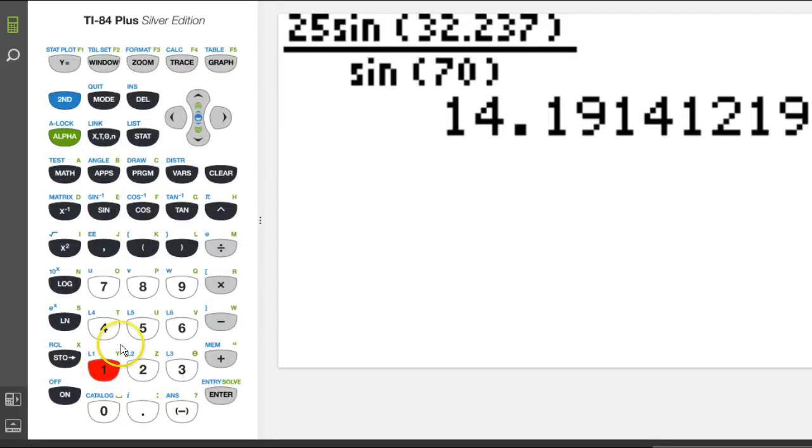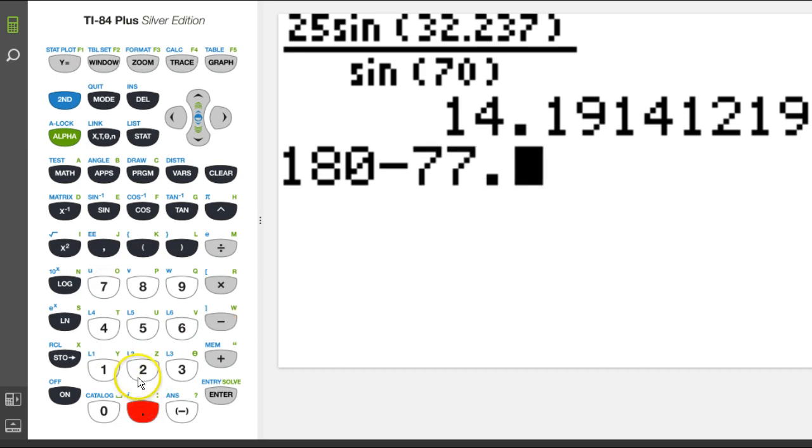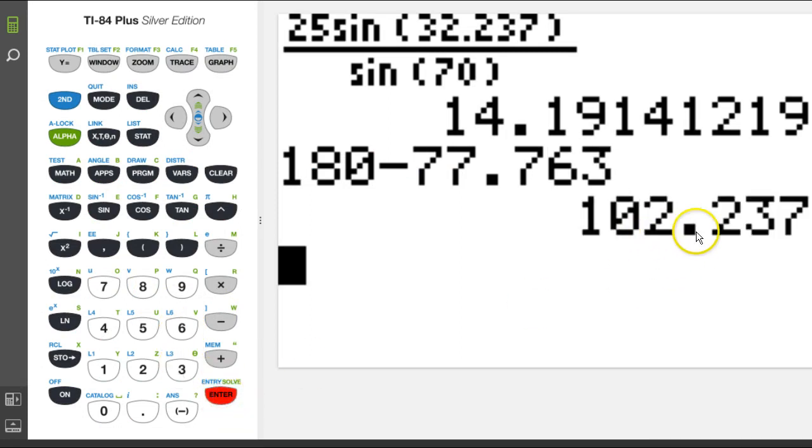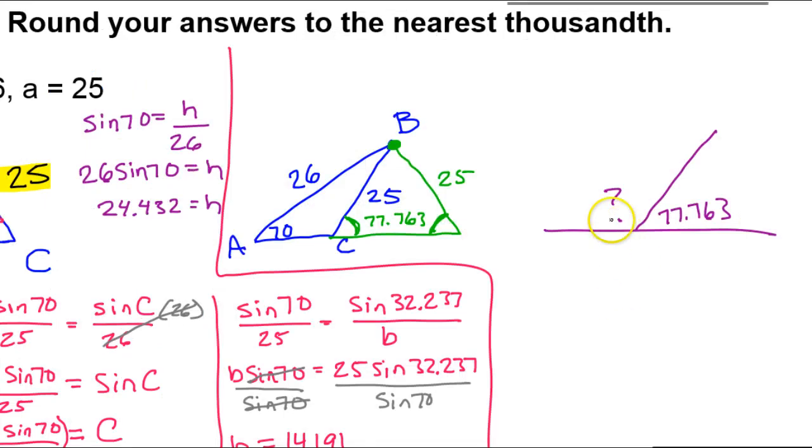Okay, so if I do 180 minus 77.763, that gives me 102.237. That's the obtuse angle. So that's what we just found. So this obtuse angle in here is 102.237. That's how you have to find it.